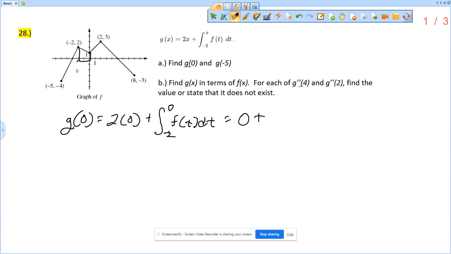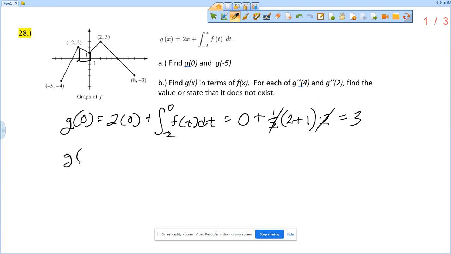So we are looking for the area of this trapezoid, right? So area of a trapezoid, 1/2 base 1, which is this left-hand side, which is 2, plus base 2, which is this part, so 1, times the height. The height would be like the horizontal distance times 2. So half of 2 times 2, and so we end up with 3. So g of 0 is 3.